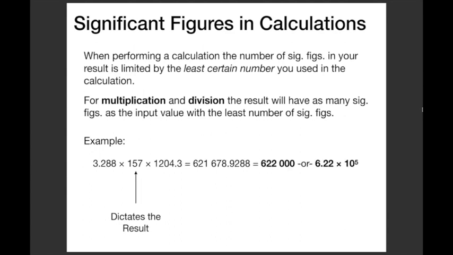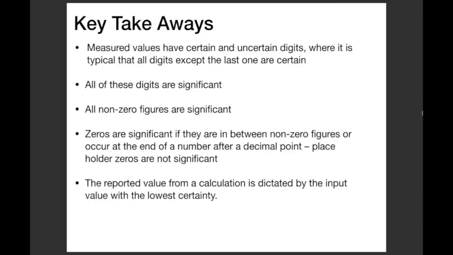Therefore, the value that we would obtain when we consider significant figures would be 622,000, or 6.22 times 10 to the 5th. With that, we've reached the end of this video on significant figures. I would say that in this video, the most important points are the rules governing how you calculate the number of significant figures and how you use those in subsequent calculations.